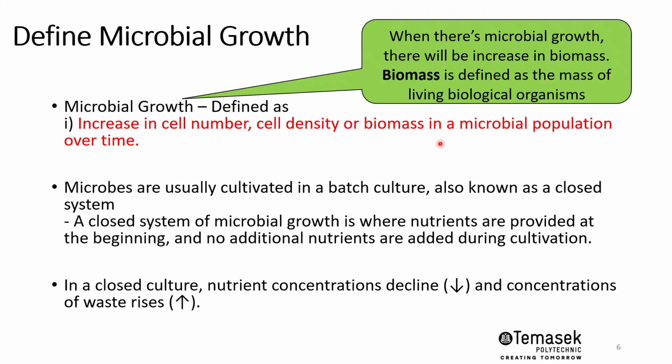Microbes are usually cultured in a batch culture, also known as a closed system. The closed system of microbial growth is where we add nutrients in the beginning, but after which it's closed. We don't add additional nutrients during the cultivation steps. In a closed culture, the nutrient concentration will start to decline over time, and the concentration of the waste will increase over time also. These are the metabolic wastes that we are talking about that are produced by the microbes here.